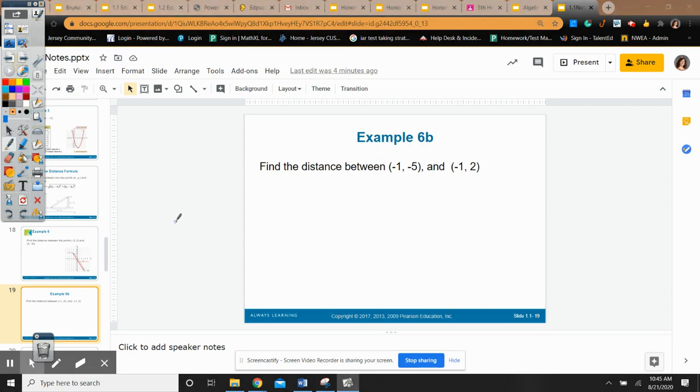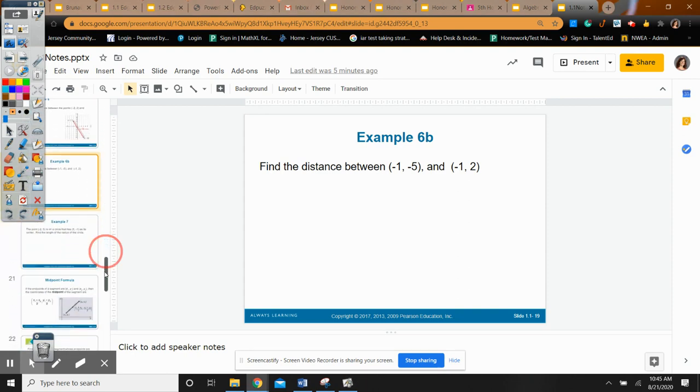Now, you're not always going to want to graph them, but we're going to on this first one so you can see what's happening. -1, -5 is right here. -1, 2 is here. Well, this is not a triangle problem at all. -1, -5, and -1, 2. How far apart are those? Well, just count. They're 7 apart. The distance is 7 between those. You can just count. So that's what you would do.